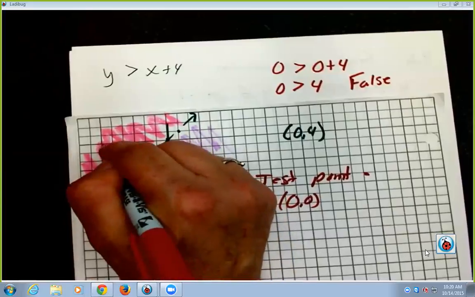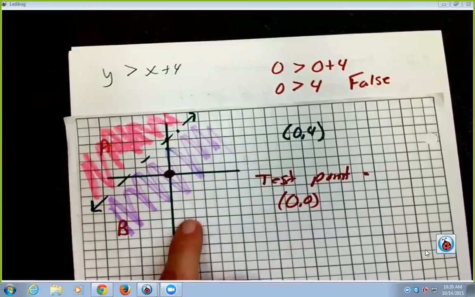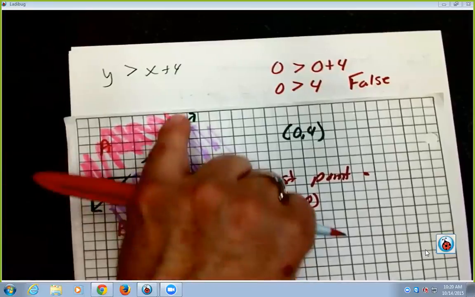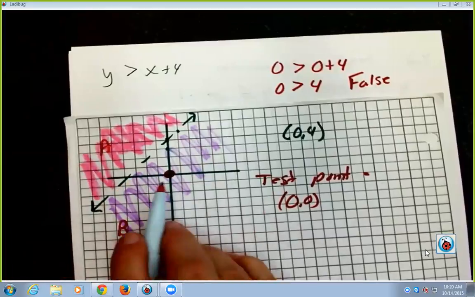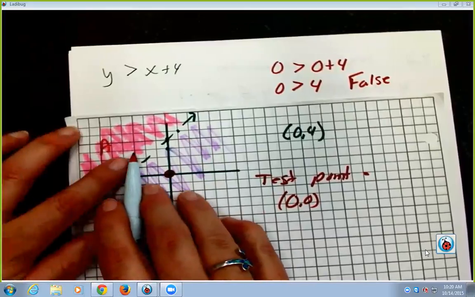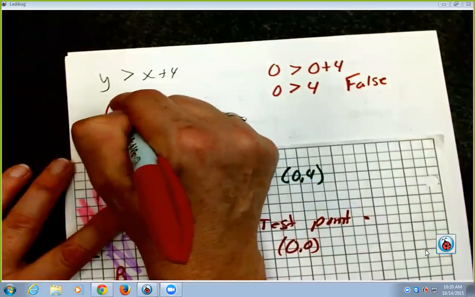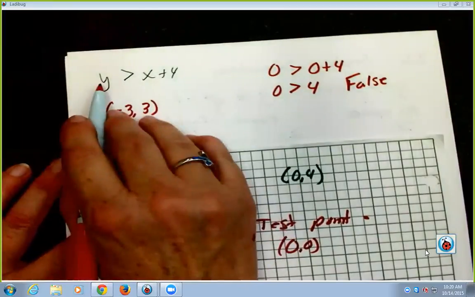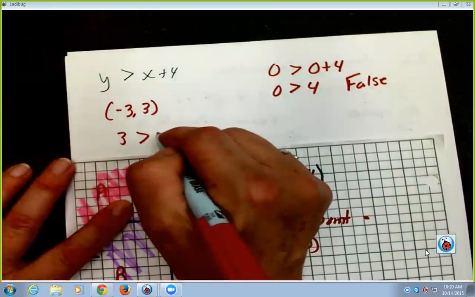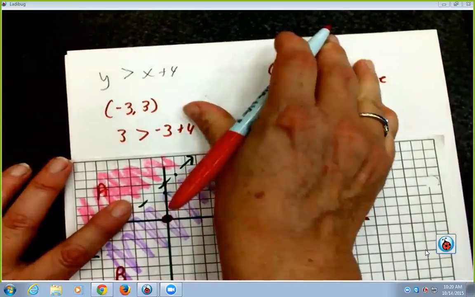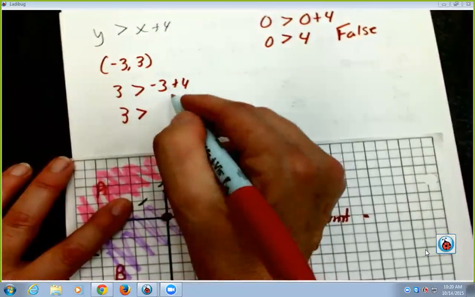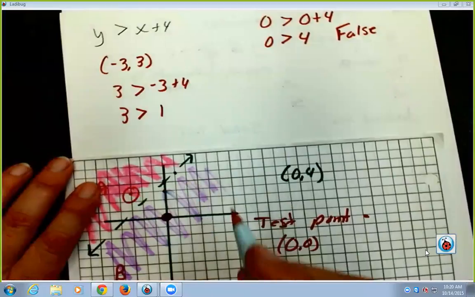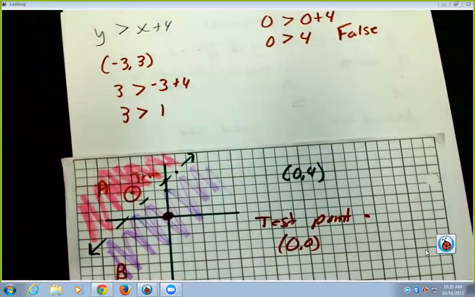And in Hawks, they will label these as A and B. So you would pick side A to be your shaded answer, okay? Because every point over here is going to make it work. So if I pick the point -3, 3, will it make it work? I'm going to put 3 in for y, and -3 in for x, plus 4, and notice 3 is bigger than 1, so it worked.